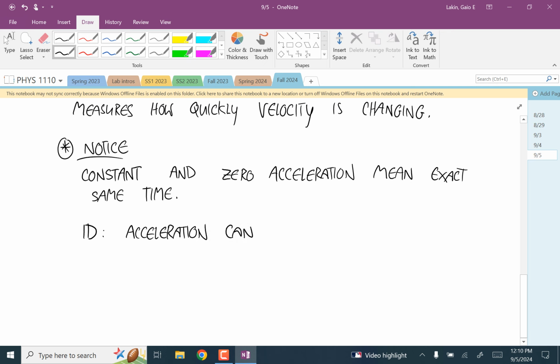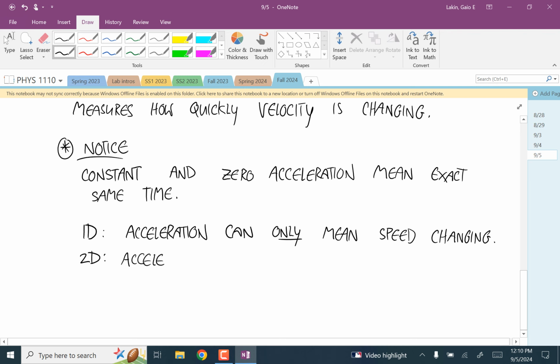So in 1D, acceleration can only mean that the speed is changing. That's because the motion is just along a line in 1D. In 2D, though, we're going to see there's a different thing that it can do. So acceleration, it still can mean the speed is changing.